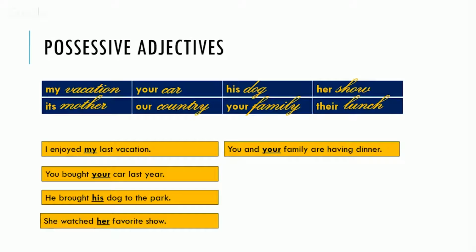We have another one. This one is, you and your family are having dinner. Tú y tu familia. You and your family. Whose family? Your family. It belongs to you. That's why it's you and your family. Okay. We'll move on to the next one.